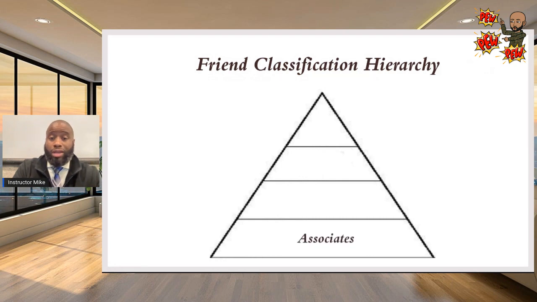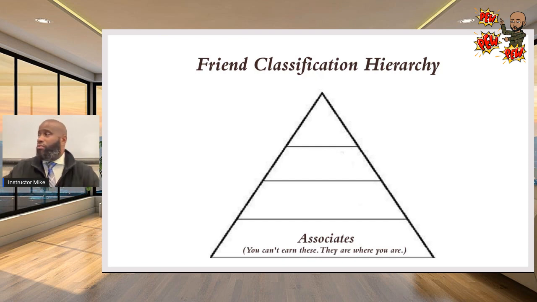Here we go. One, associates. Okay, associates, you really can't do anything to collect them other than just be there. You can't earn these. They are where you are. Look at the definition of associate, right? An associate is typically somebody that you're next to, you're associated with by being someone who works at the business you work at or at your school. Some may call them colleagues, partners, whatever the case may be. Associates, right? Here we go.